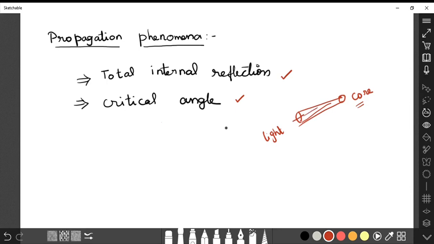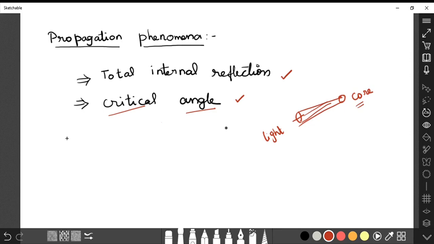That part is explained by these two things. One is total internal reflection, that is the principle of optical fiber to carry the light from one place to another place. And to understand this total internal reflection, we must know about critical angle. These two things we can discuss with the help of three conditions. Let me explain one by one.